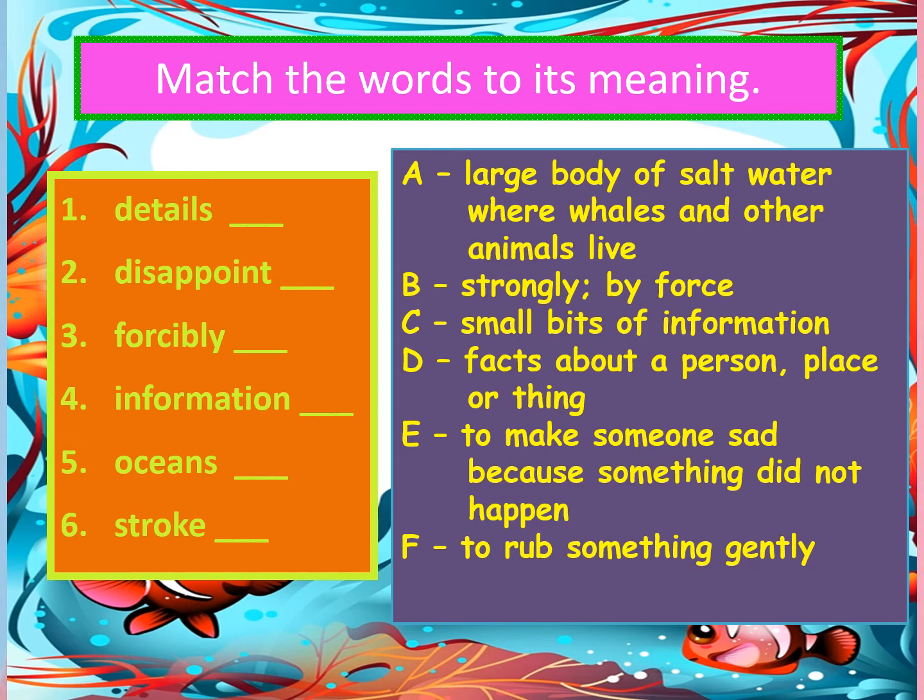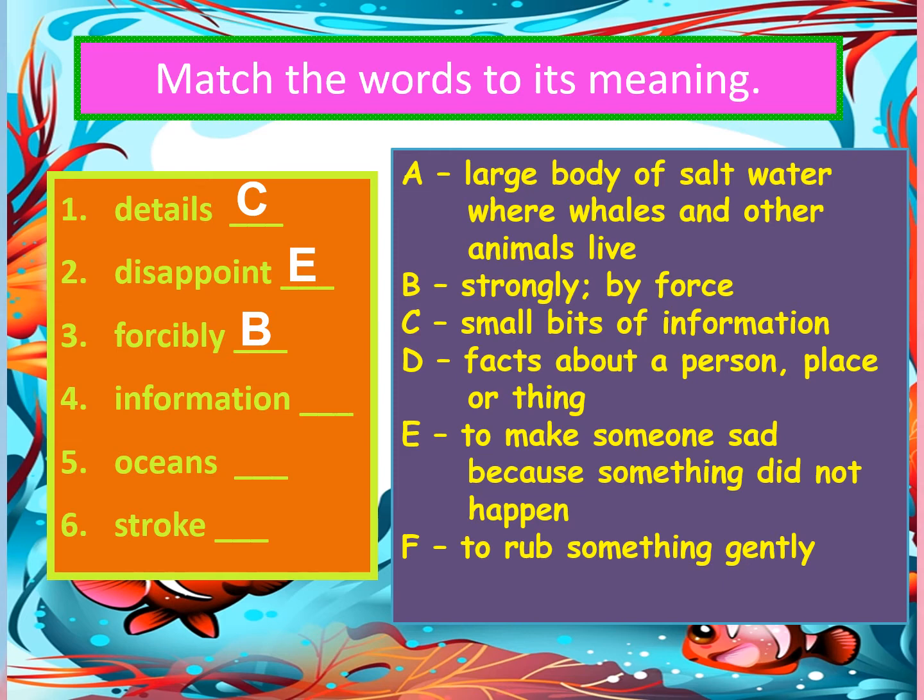So let's go to number 1. All you need to do is match the words to its meaning. Details. What is your answer? Tick tock, tick tock. I'm going to give you just 5 to 10 seconds. Excellent. Letter C. Small bits of information. Number 2 is given already. Okay, disappoint is letter E. To make someone sad because something didn't happen. Number 3, forcibly, strongly, by force.